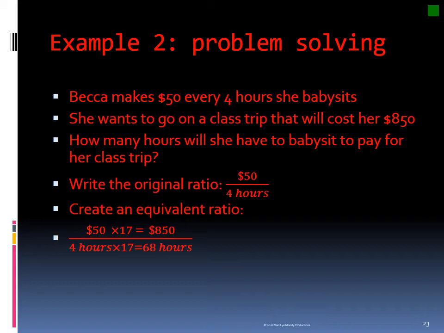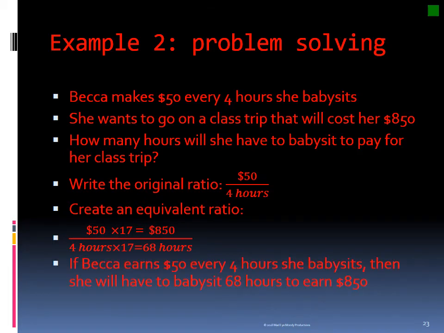So she needs 17 of her $50. Well, that means she's going to have to do 17 4-hour chunks, because every 4 hours she gets $50. So she needs 17 of this original ratio. That means she's going to have to babysit 68 hours. So if she earns $50 every 4 hours, then she'll have to babysit 68 hours to earn $850.